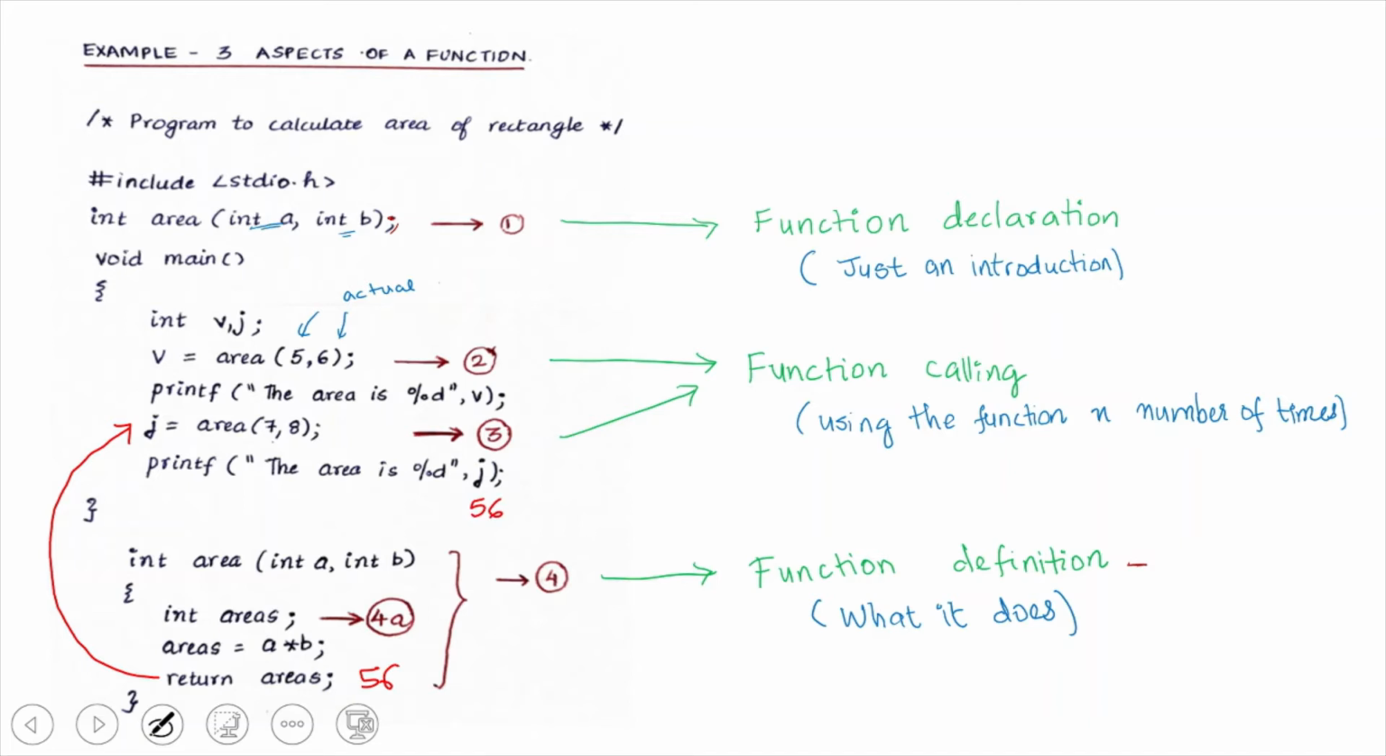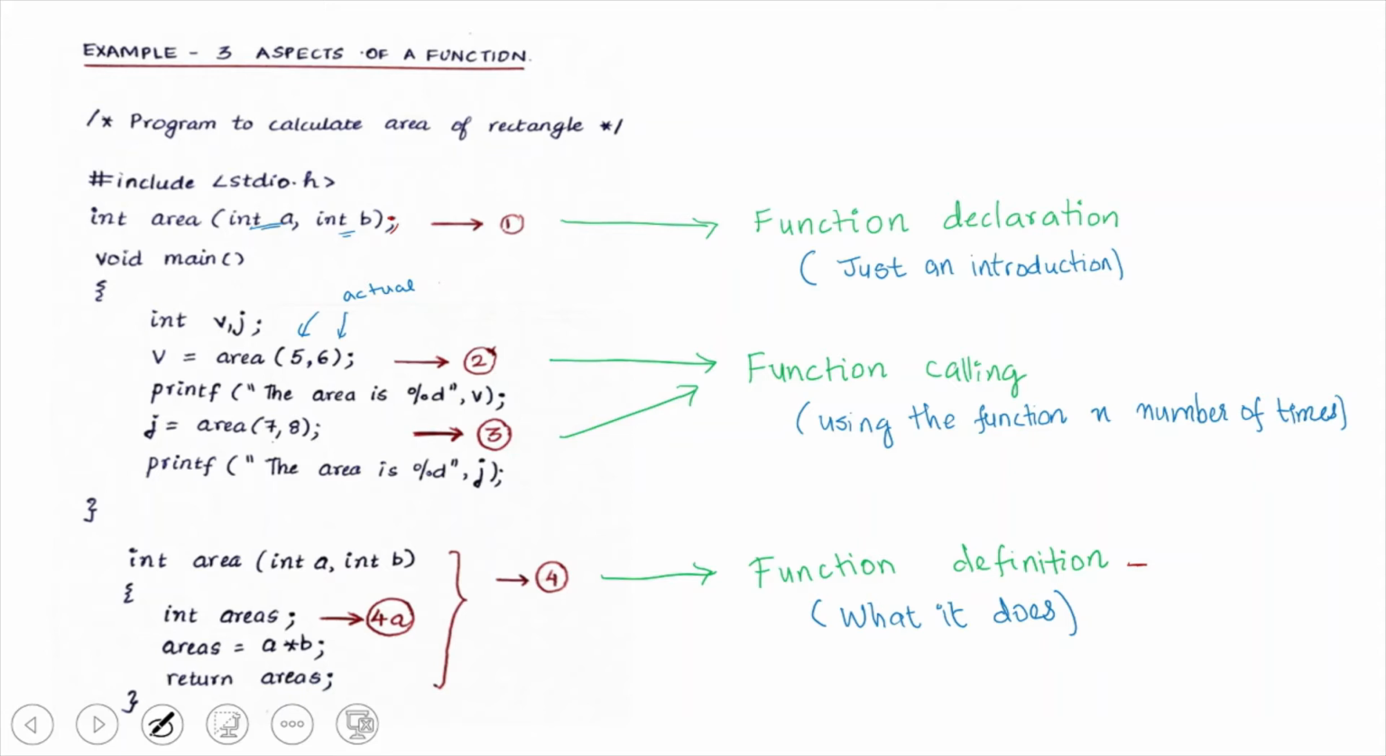Now as you can see, areas is an integer value, and that integer value 56, or in the previous case 30, was returned. And for that return type, if it is a float, we will write float here. If it is integer, we will write integer. And if nothing is returned, we will write it as void. So this is a basic example of what a function is doing.